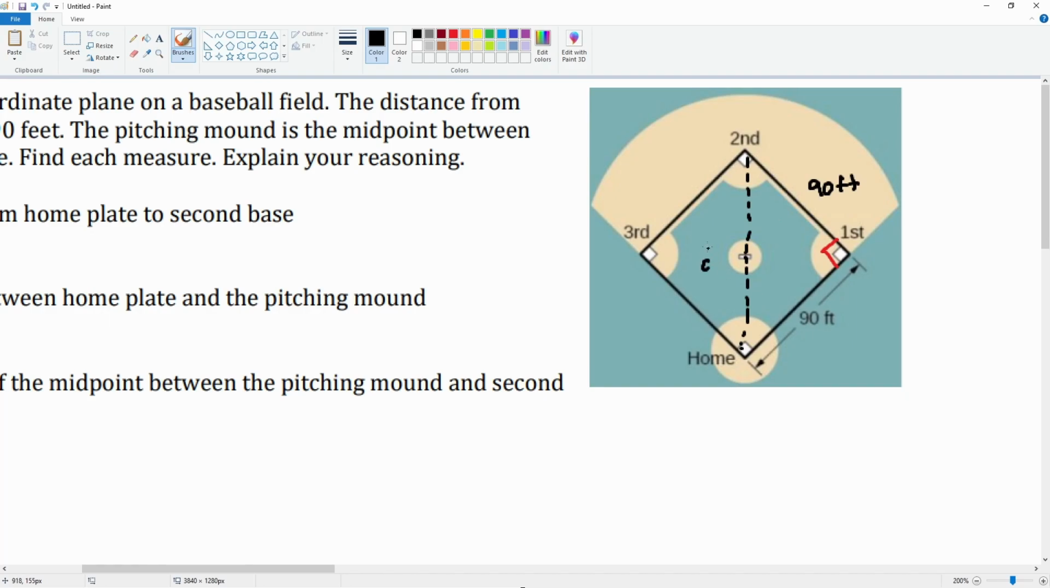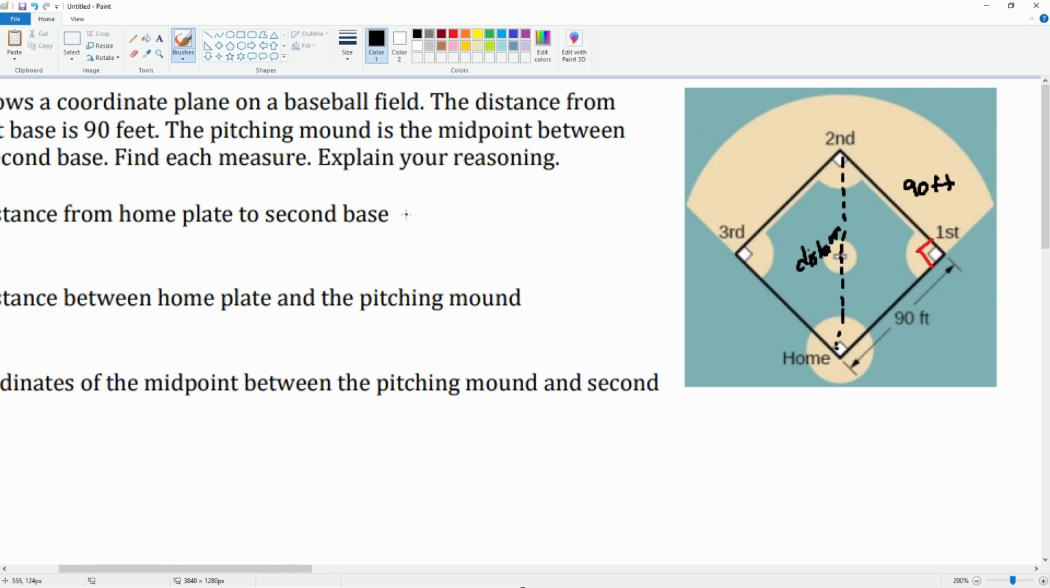So this is the distance we are looking for, so we can apply the Pythagorean theorem. The distance, I'm going to use the letter D, is equal to the square root of a squared plus b squared. In this case, a is equal to 90 and b is equal to 90. D is equal to the square root of 90 squared plus 90 squared. Let's do that. 90 squared plus 90 squared would be 16,200. That would be the distance.